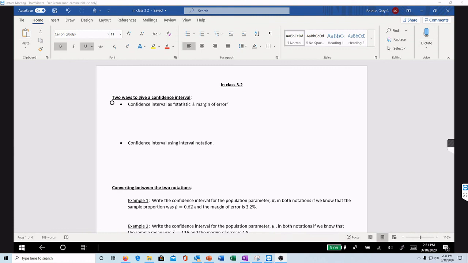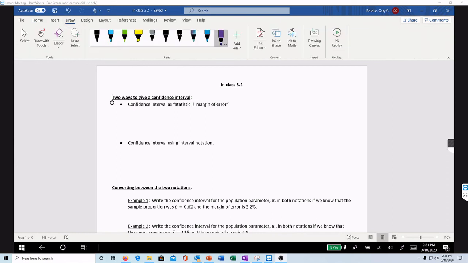Alright, in today's video we're going to be going through the section 3.2 worksheet. So this worksheet is on more confidence intervals. We're going to learn a couple things. We're going to be focusing mostly on a single proportion. So every time we see statistic, we're going to be talking mostly about p hat.